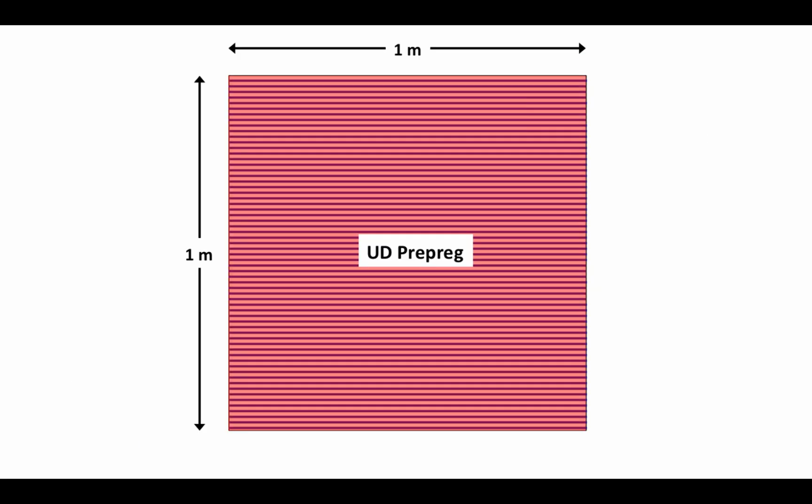This is known as UD prepreg, unidirectional. All the fibers are in the same direction. Now, as other layers of unidirectional prepreg are laid on top of this, they can be laid in the same direction as that layer or at any angle up to 90 degrees. This, on the other hand, is woven prepreg because the carbon fibers are woven together before the resin is applied.